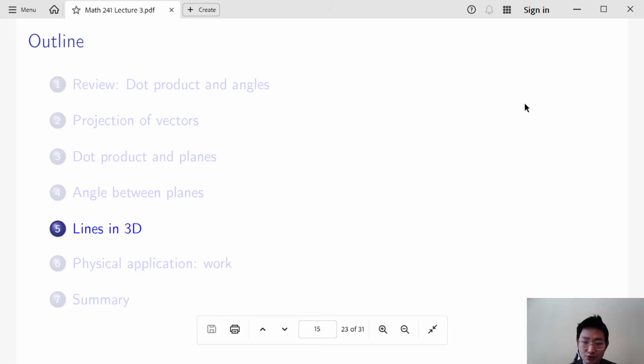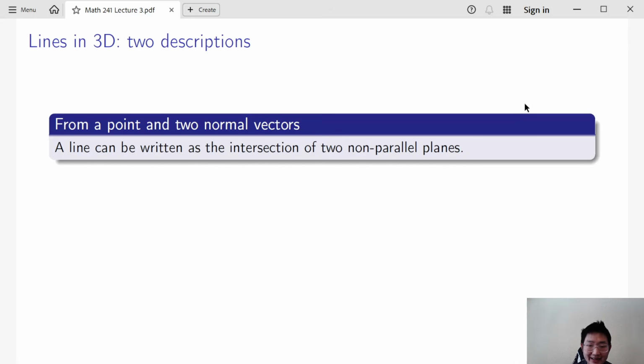There are at least two ways to characterize a line in the 3D space. A line in the 3D space can be written as the intersection of two planes in the 3D space. And remember that a plane in the 3D space can be characterized by a linear equation. So a line in the 3D space can be characterized by a system of two linear equations.